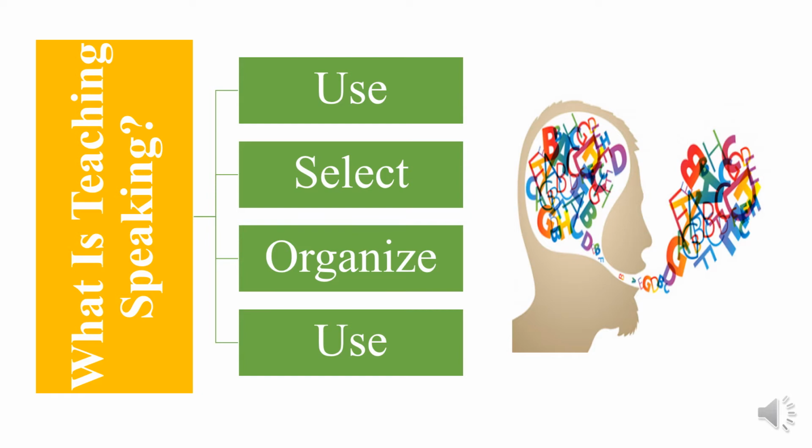What do we mean by teaching speaking? Or what is teaching speaking? Number 1, produce the English speech sounds and sound patterns, which includes the following: use word and sentence stress, intonation, and rhythm. So we are going to use the rhythm, the intonation, and the stress of the English words. Number 2, select appropriate words and sentences according to the audience, situation, and subject matter.